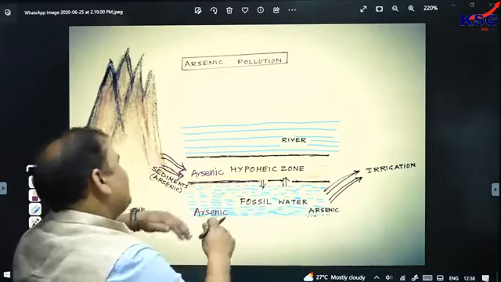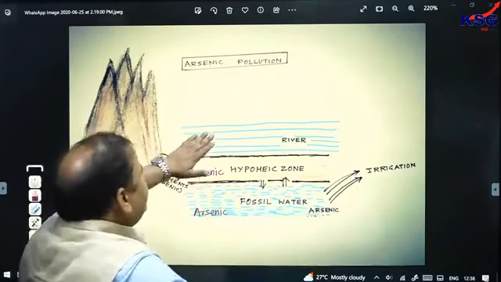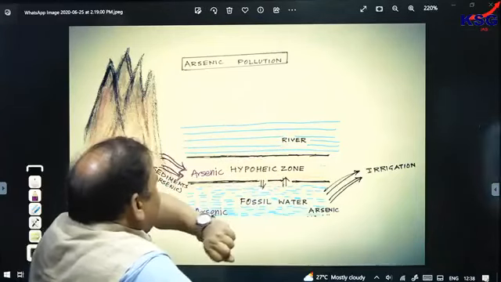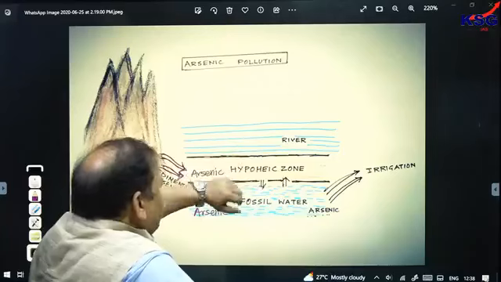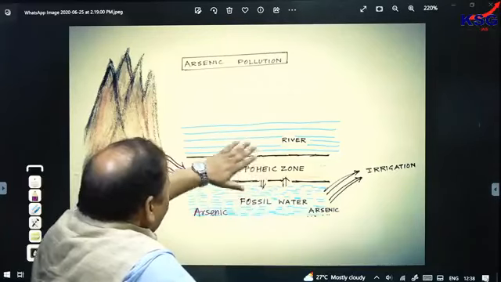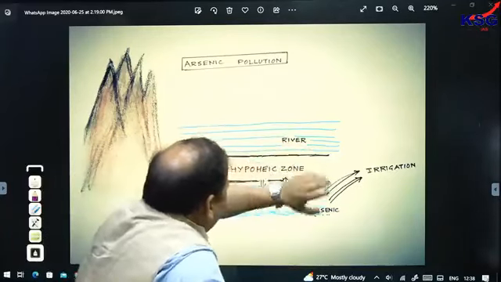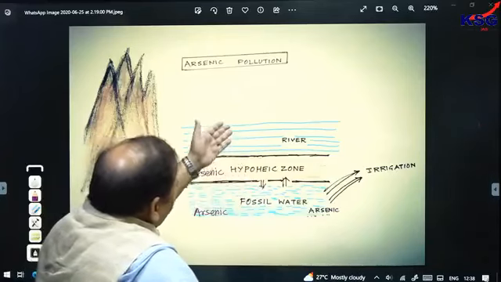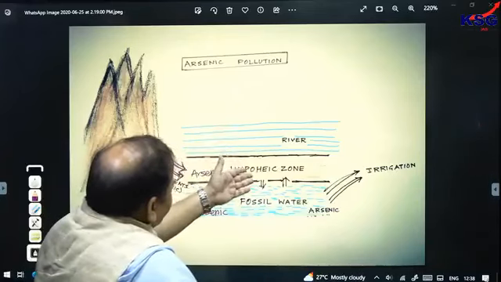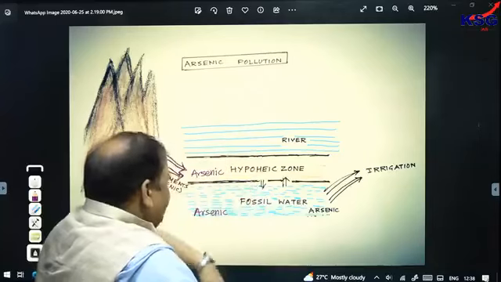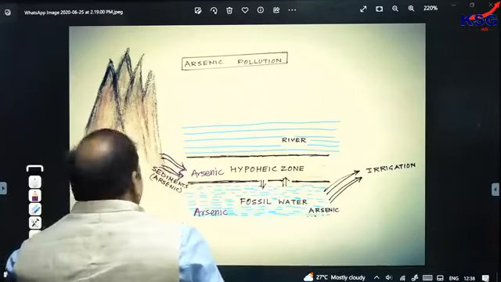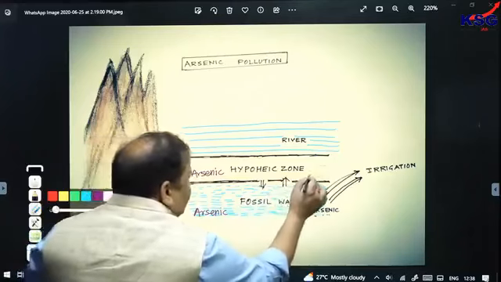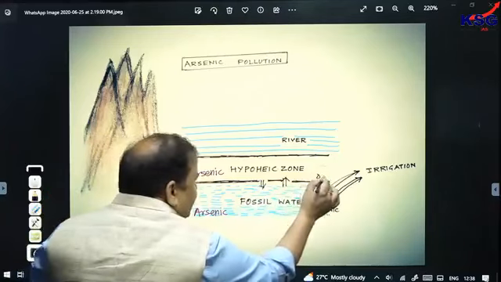And hyporheic zone of rivers means what? If we see the river, there are two components. One is the free flowing upper part, but the second component is the hyporheic zone, which is just below the free flowing part and is the source of water. This part consists of pebbles.